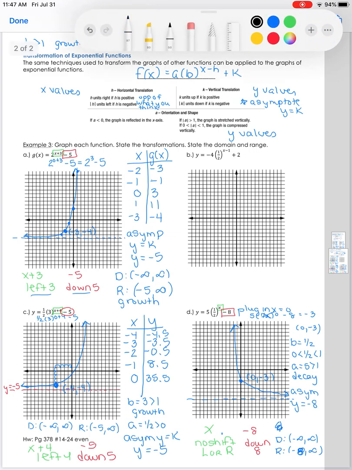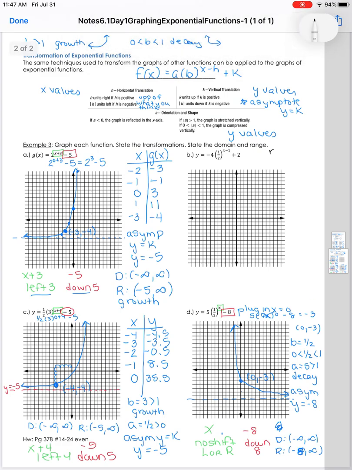All right, one final one here. We've got lots of information. So we're going with a reflection because we have -4. So reflect over the x-axis. That's what the -4 does. The x - 1 tells me I'm going to go right 1. The +2 tells me I'm going to go up 2.